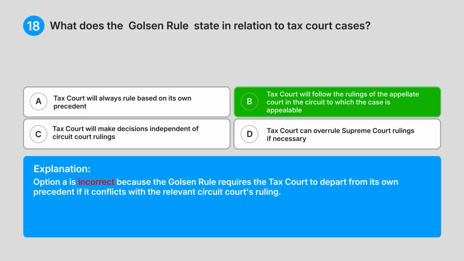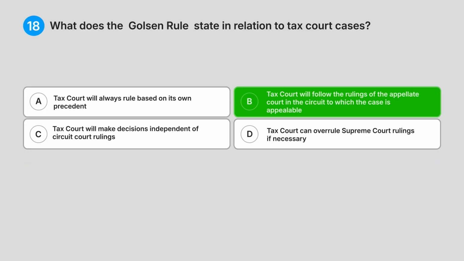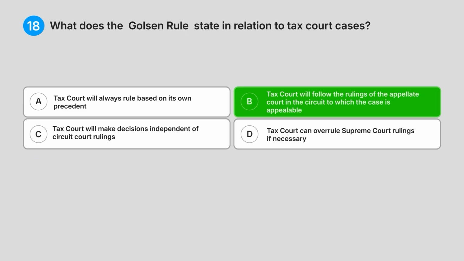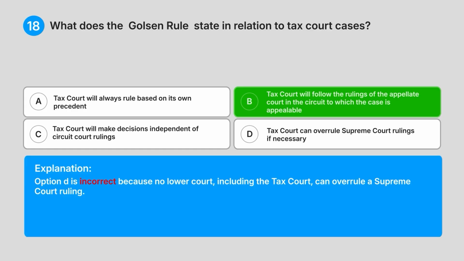Option A is incorrect because the Golsen rule requires the tax court to depart from its own precedent if it conflicts with the relevant circuit court's ruling. Option C is incorrect because the rule explicitly requires the tax court to follow, not be independent of, the relevant circuit court's rulings. Option D is incorrect because no lower court, including the tax court, can overrule a Supreme Court ruling.